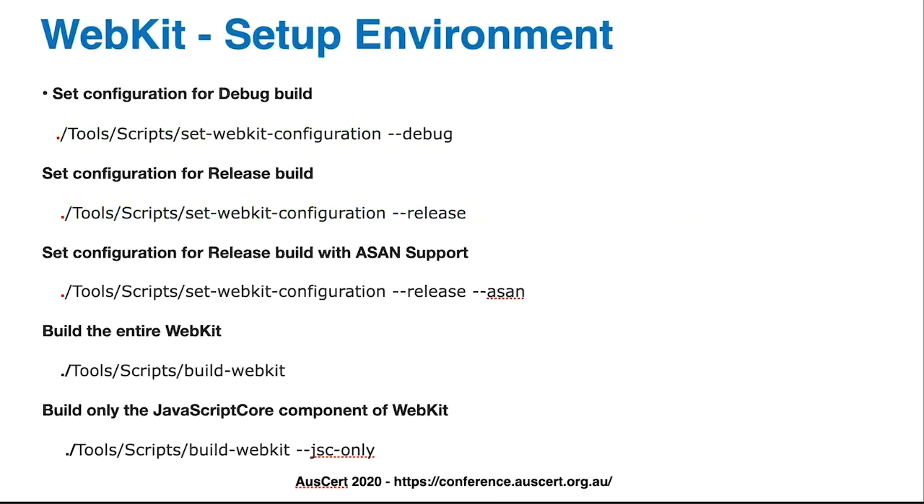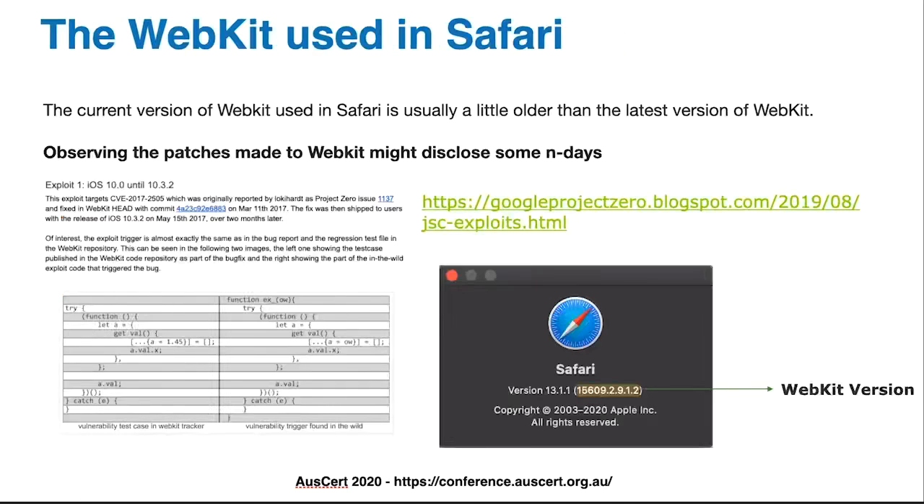Then you can configure WebKit for either the debug environment or the release environment. You can also build WebKit with address sanitizer support, which will help you detect memory corruption vulnerabilities. Then you can either build the entire WebKit or just the JavaScript component of WebKit. If you want to find out which particular version of WebKit is used in Safari, you can go to Safari and click on About Safari, and you can find this string here, which denotes the WebKit version which is being used.